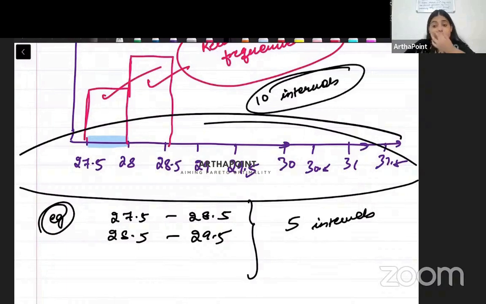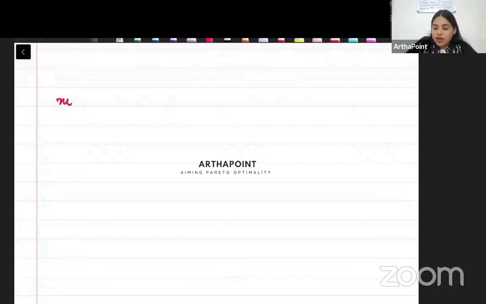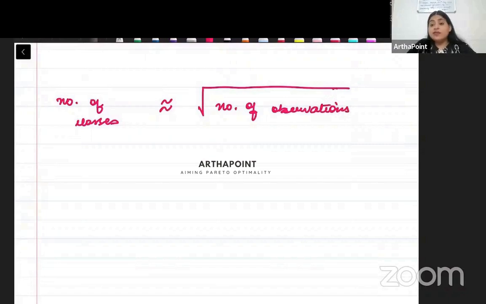So the question that students ask, how many intervals are apt? Is there any thumb rule for it? The answer is yes. You have a thumb rule for the number of intervals that you can make. And what is the thumb rule? Yes, so you're correct, beta. Ease and difficulty to plot तो है, but you have a mathematical thumb rule that the number of classes should approximately be equal to the square root of the number of observations. This is what authors like Devore tell us.